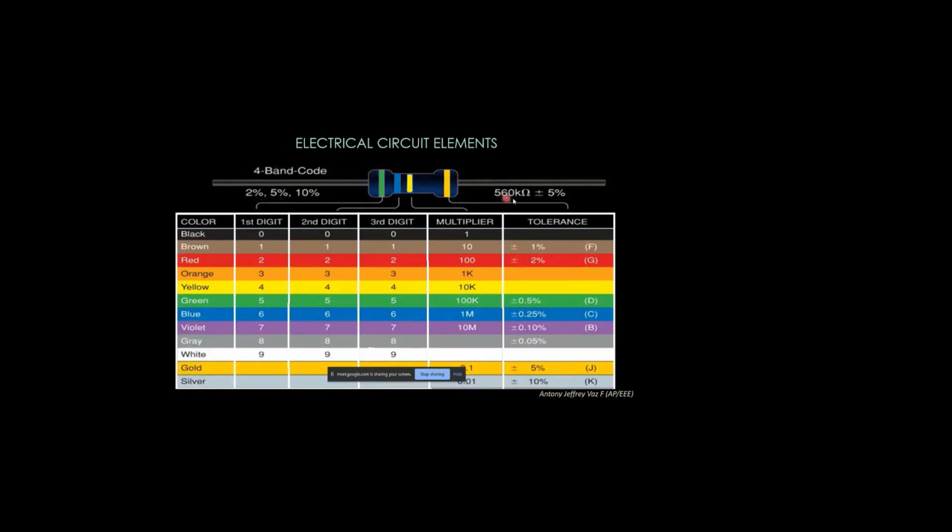What you have to see is 5, 6 into 10 power 4. We will be having 56 into 10,000. Then we have to truncate it. Then we will be having 560 kilo ohm. Can you understand this?